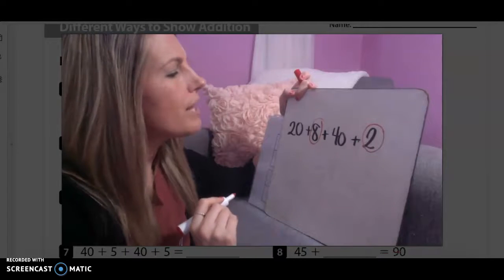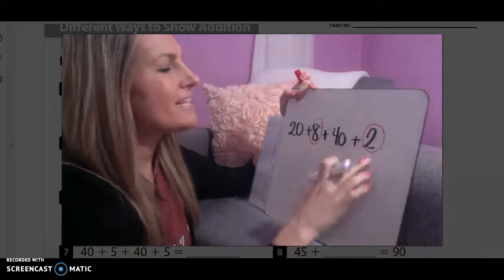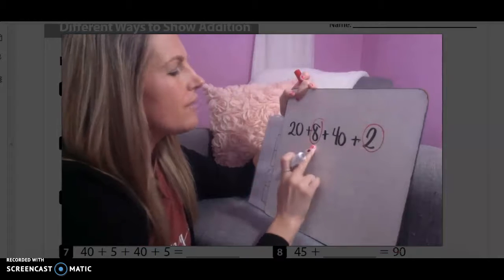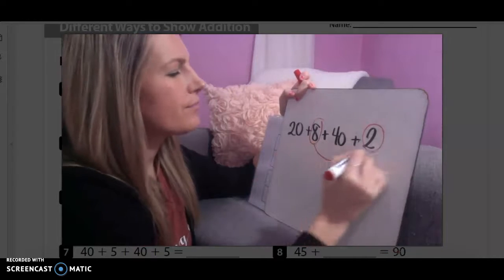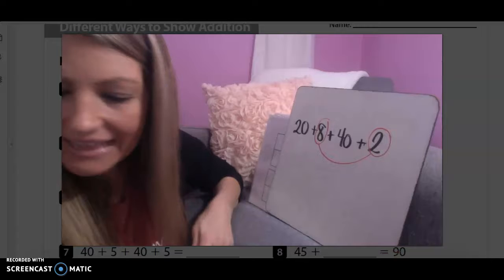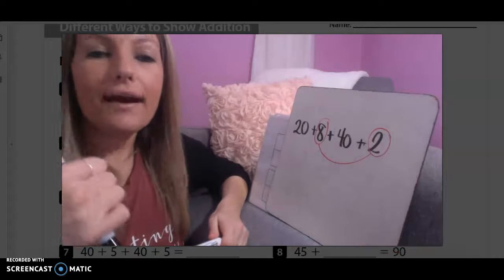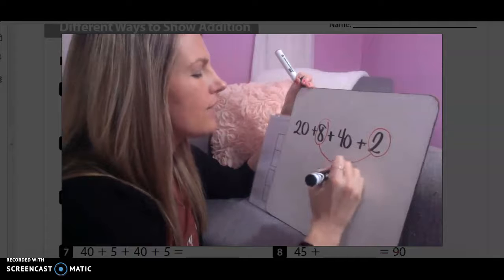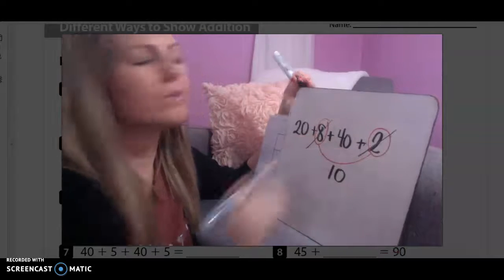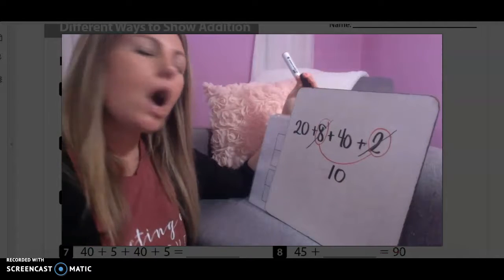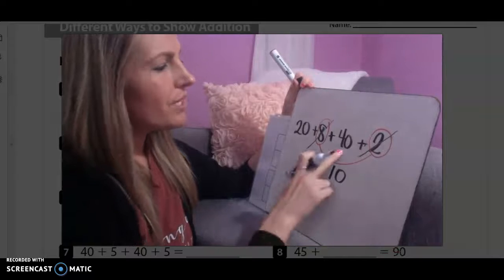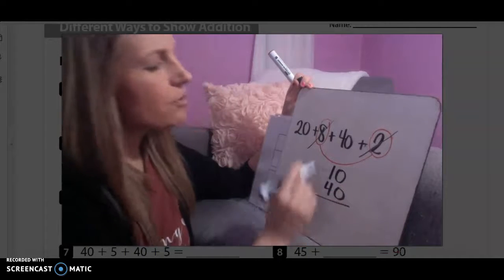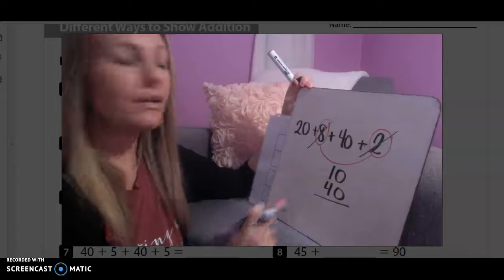Okay? What I'm going to do is add these together, because remember, this is an addition sentence. We see those plus signs. I'm going to add the 8 and the 2 together. 8, 9, 10, 8 plus 2 is 10. Okay, so now we're done with those two numbers. We added them together. All we have left to do is add 40. Well, what's 40 plus the 10 that we just did?